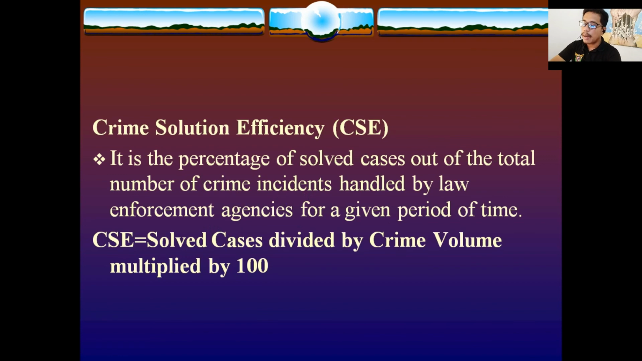So let us say, for example, in 1 month, there are 300 criminal cases. But the police officers were only able to solve, let us say, 100 cases. In that example, 100 cases would refer to the solved cases, while the 300 would refer to your crime volume. So you will say 100 divided by the crime volume, which is 300, multiplied by 100. The result will be your crime solution efficiency.